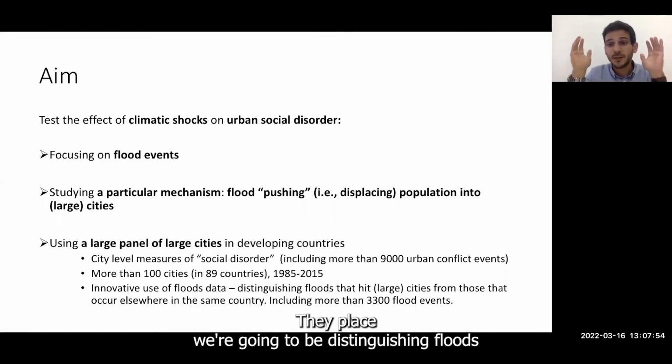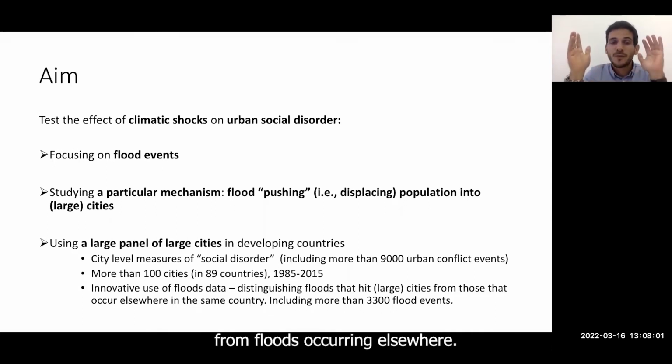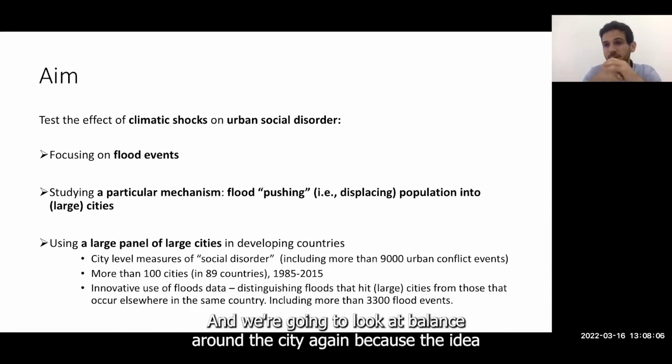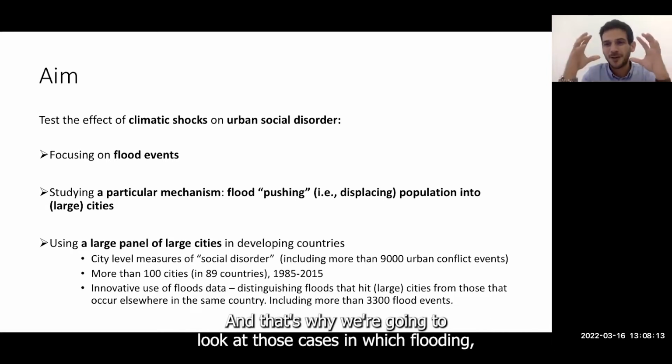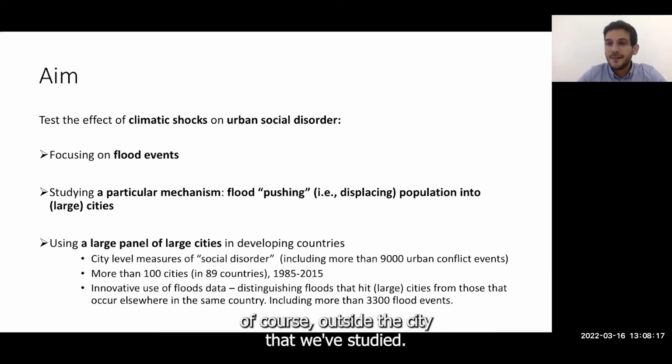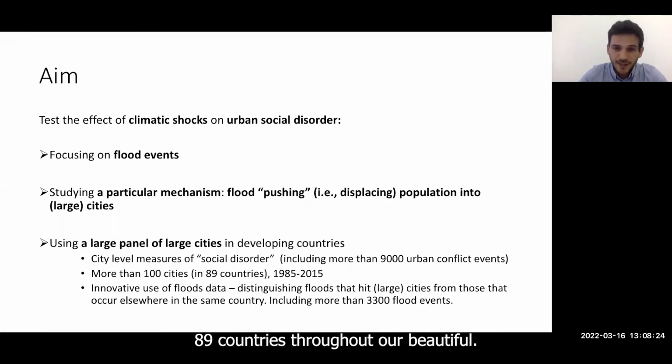We're going to be distinguishing floods that hit the large city, and those are not the ones that we want to study, from floods occurring elsewhere. And we're going to look at bounds around the city. Again, the idea is that people are displaced from rural to urban areas, not the other way around. That's why we're going to look at those cases in which flooding occurs outside the city that we study, right? And this is going to be more than 3,300 flood events throughout our 89 countries, throughout our period of analysis.